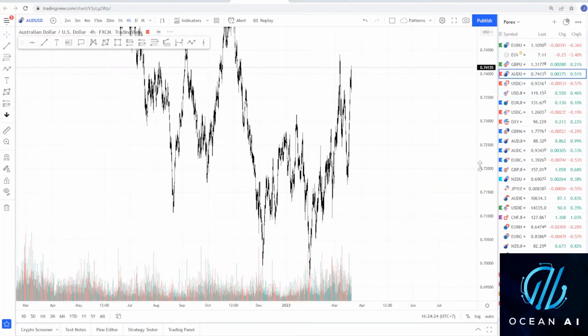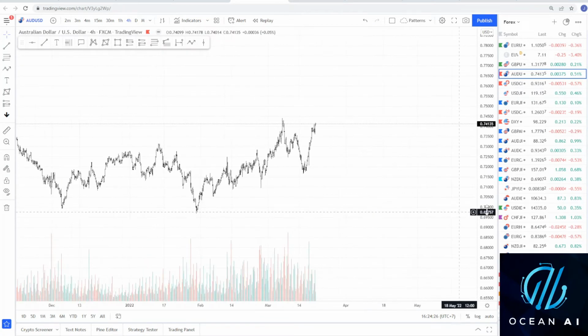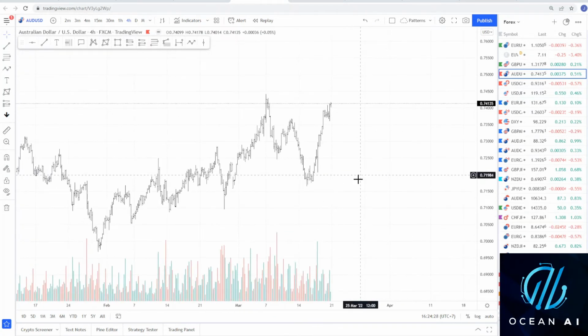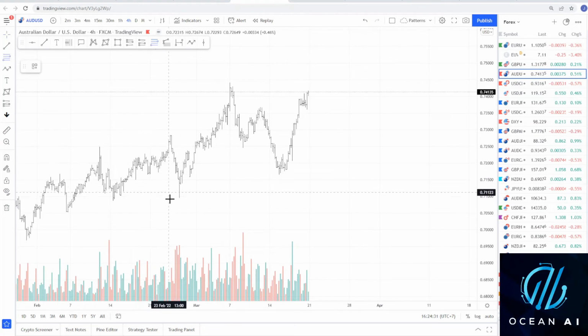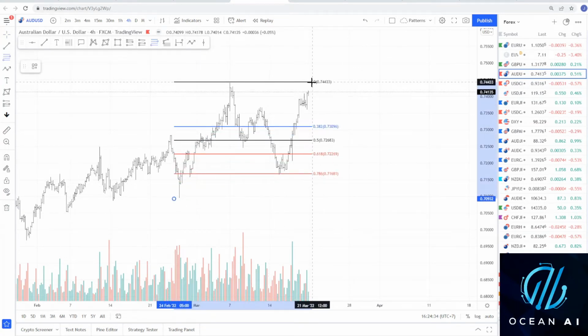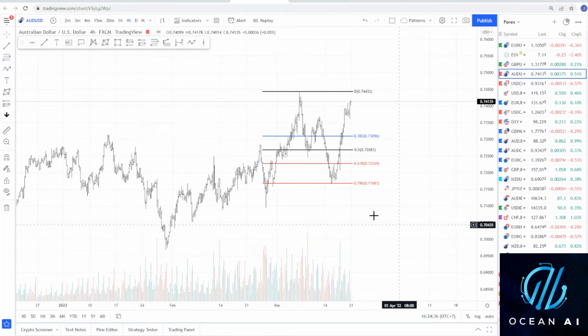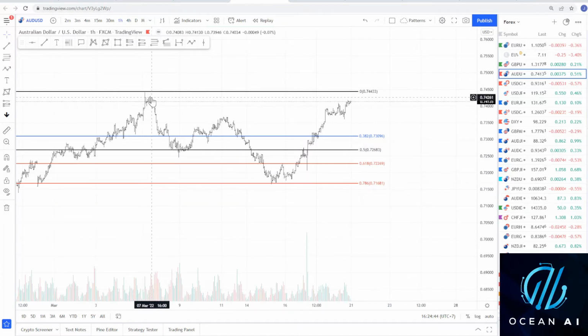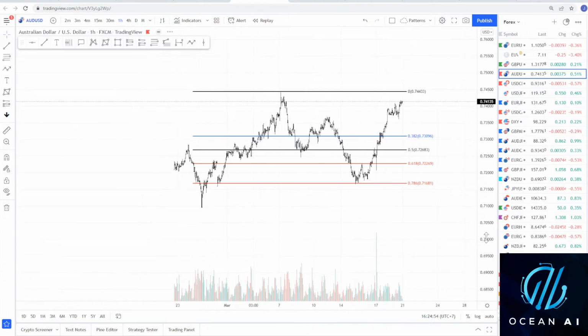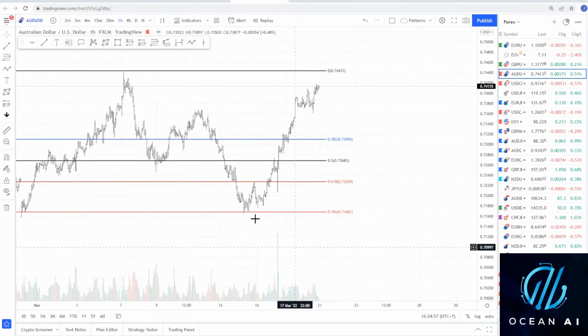The Aussie's been good to us over the last week or two. We chased. We had the top up here. Go into the 1 hour, see it better. Then we sold the first pullback of this one. We got that down there, and then we sold this ABCD down into this level here. This has been a nice move here.